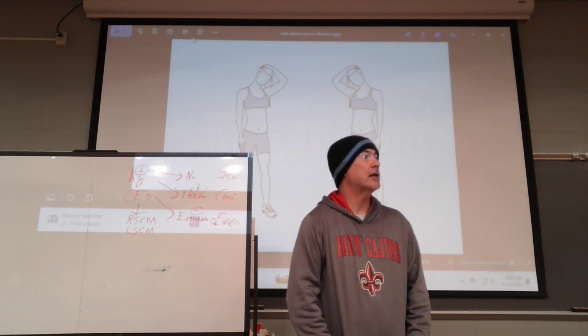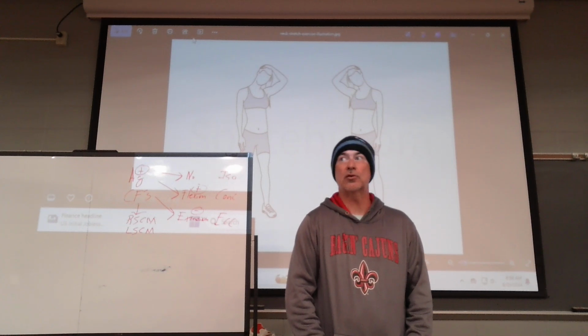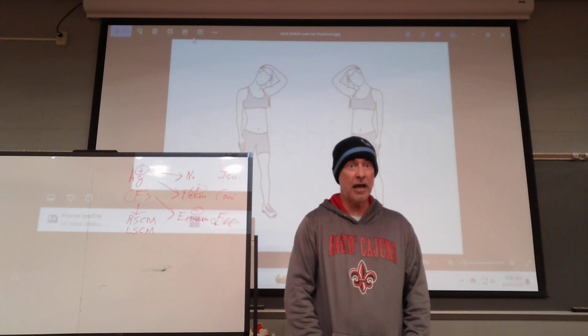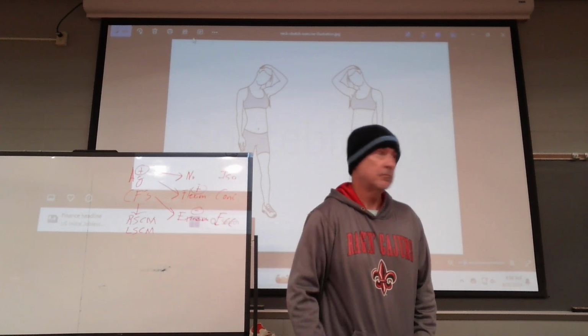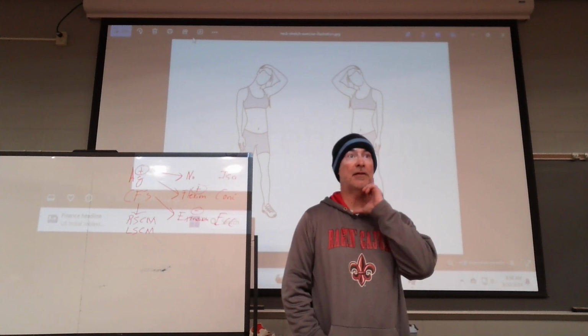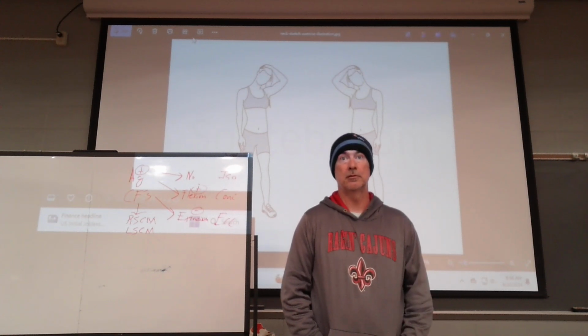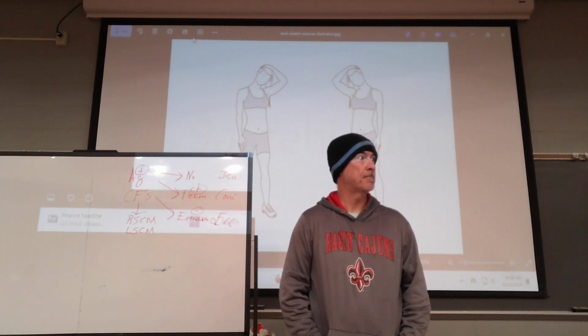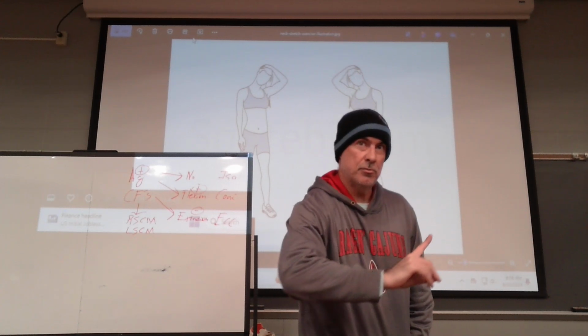She's bent to the right. So what group of muscles is she stretching? The rights or the lefts? The lefts. Who are the lefts? That's what I'm trying to teach you. It's everything that crosses the neck on the left side. Left sterno, left erector. Those are the easy ones.